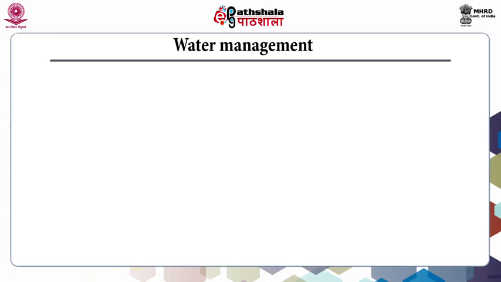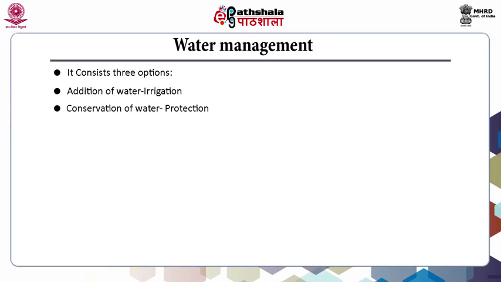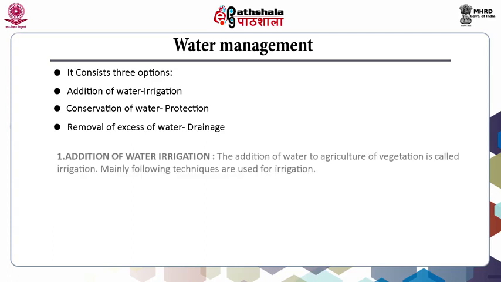Water management. Water management consists of three options. Number one is addition of water, irrigation. Number two, conservation of water or protection, and number three, removal of excess water or drainage. Number one, addition of water for irrigation. The addition of water to agriculture or vegetation is called irrigation.